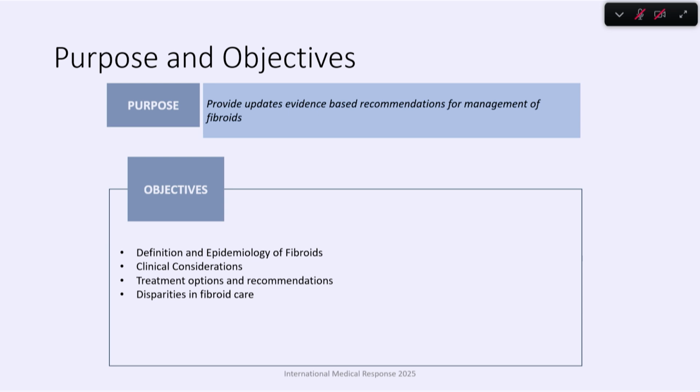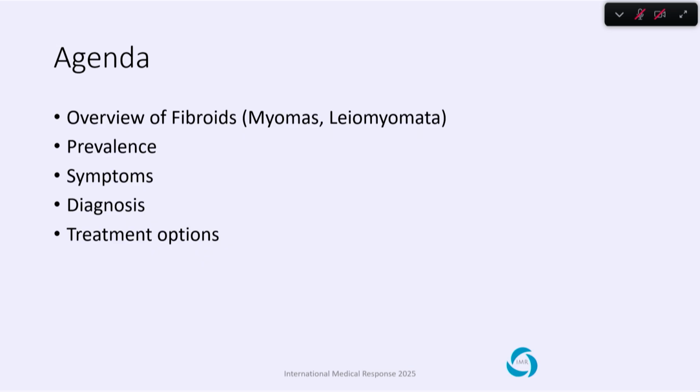So I thought it would be nice to spend a little bit of time with you and talk about that. These are my purpose and objectives. You can read those for yourself, but initially, just going over the epidemiology of fibroids, clinical considerations, and ending up with disparities in fibroid care, again expanding a little bit more on what Dr. Pardo had gone over. Fibroids are also known as myomas and leiomyomata, so all 3 words refer to the same condition. We'll talk a little bit about prevalence, symptoms, diagnosis, and treatment options.